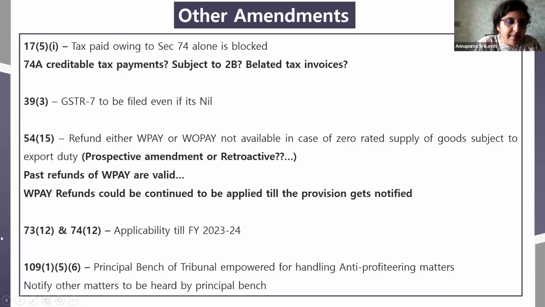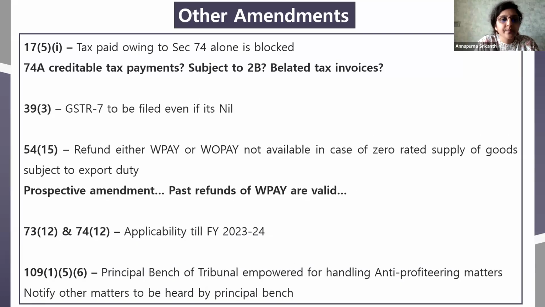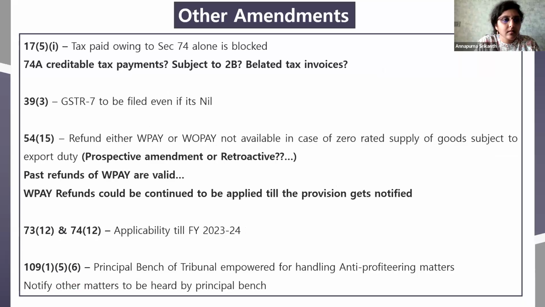So anyways, the other amendments were 73(12), 74(12), which will obviously have a sunset clause of applicability till financial year 23-24. And the principal bench of the tribunal would be empowered for handling anti-profiteering matters. Corresponding amendment in 171 also has been made. And also some other matters which are to be heard by the principal bench will also be notified using this provision.